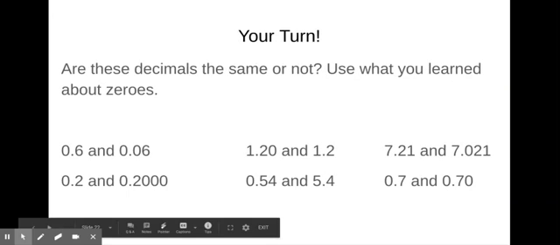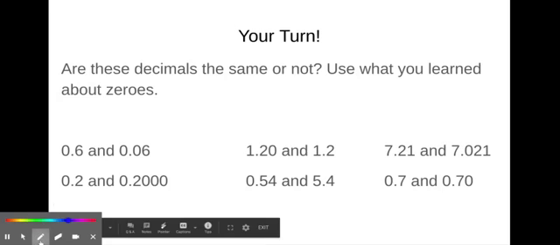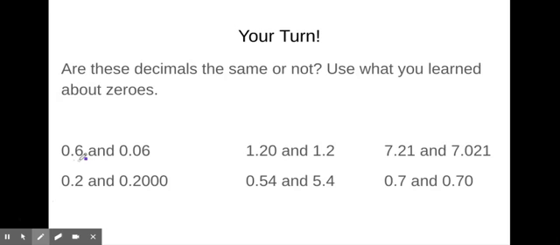Keeping in mind these rules, can you determine if these decimals are the same or not? Remember, zeros after the last digit don't change the decimal's value, but zeros before the last digit do change it. Go ahead and pause the video and try these out yourself. All right, let's see if you got them.